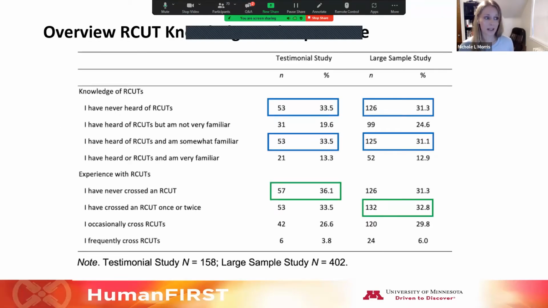So as people came into the study, you can see we had a lot of people who had never heard of RCUTs before. So in either the testimonial or the large sample study, we had about a third of all of the participants who had never heard of RCUTs before. The remaining were either not very familiar or somewhat familiar, and it was more rare, about 12 to 13% of people, who had heard of them or were very familiar with RCUTs. So we were getting a pretty untouched population that didn't know a whole lot about them. Many people had never crossed one, or maybe had an opportunity to cross them once or twice.